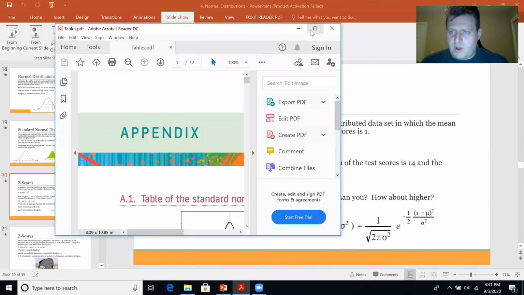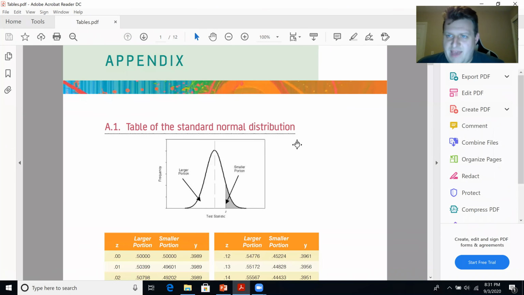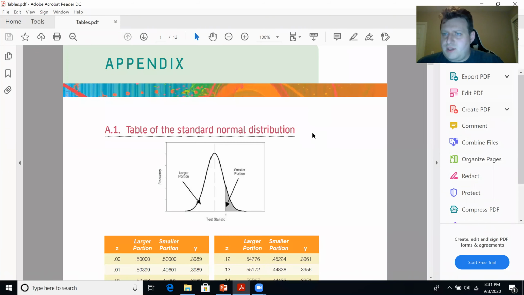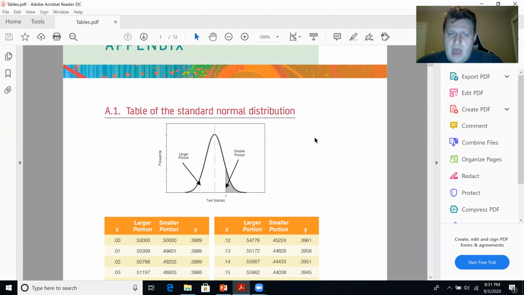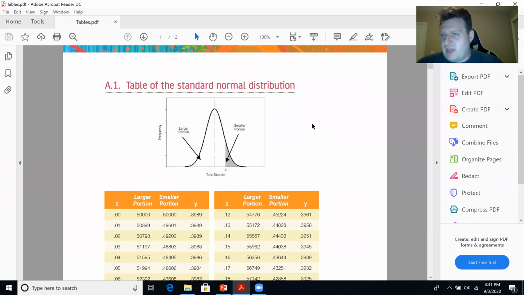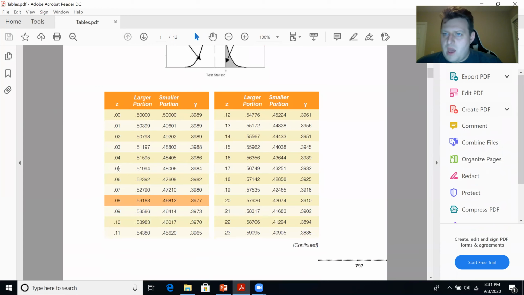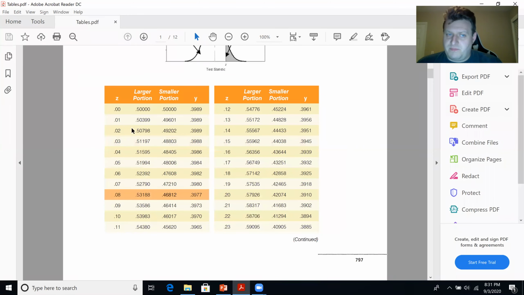All right, this is what I am going to give you guys. I'm going to pass this out in class. You also have one in the back of your textbook. This is a table for a standard normal distribution. For any particular z-score, we can find the proportion of people that score higher than that value and the proportion of people that score lower than that value.